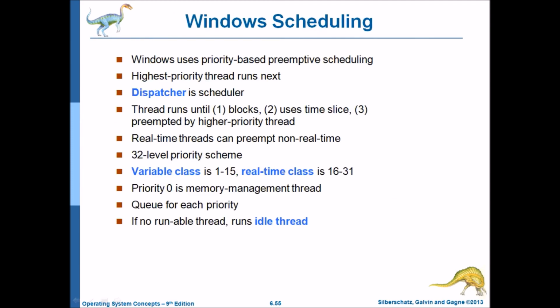Next, we go to Windows scheduling. Windows schedules threads using a priority-based, preemptive scheduling algorithm. The Windows scheduler ensures that the highest priority thread will always run.